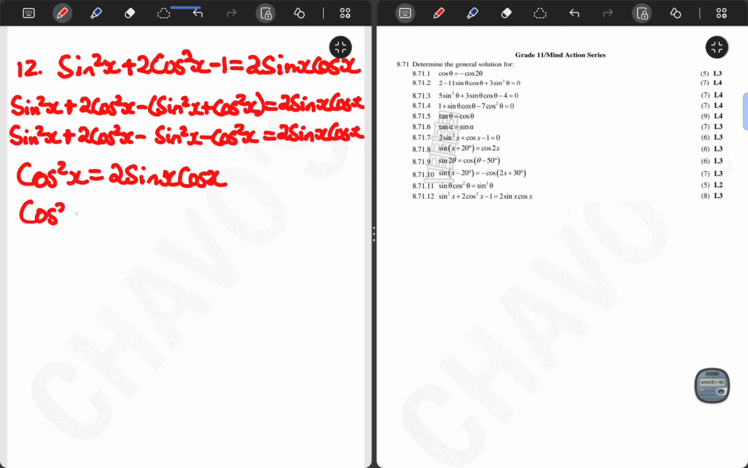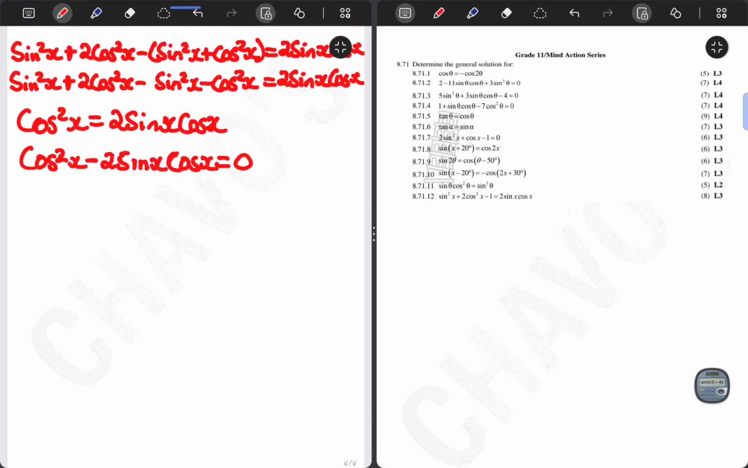Then from there, I told you that this one is easy. So cos square minus 2 sine square minus 2 sine cos equals to 0. Then I can factor out cos. I'll have cos there. See how easy this is?